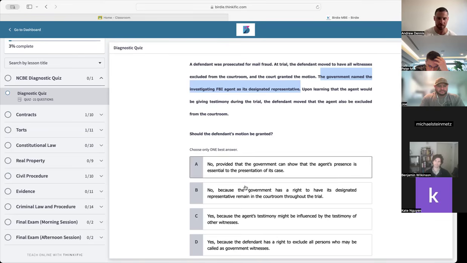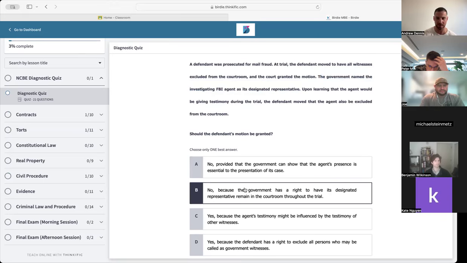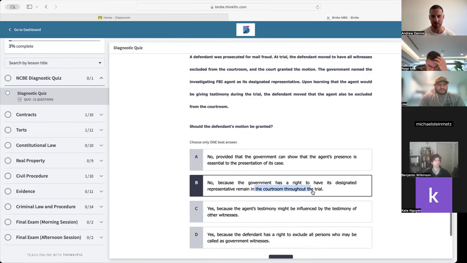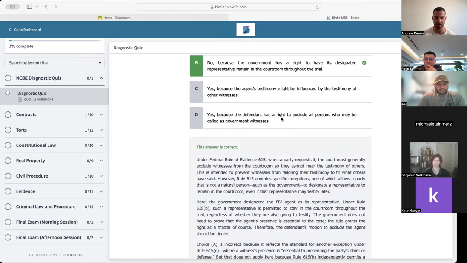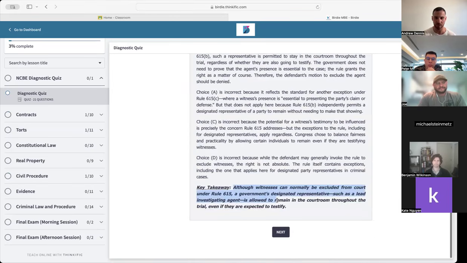So, B, right? They have the right to remain throughout the trial, because they essentially stand in the shoes of the government as the designated representative. Does anyone have any questions about that one? Although witnesses can normally be excluded from court under Rule 615, a government's designated representative, such as a lead investigating agent, is allowed to remain in the courtroom throughout the trial, even if they are expected to testify.